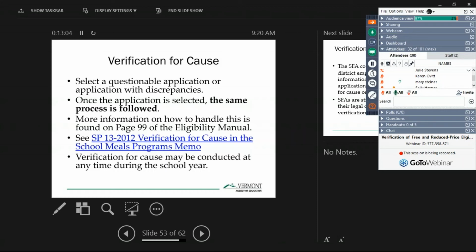Page 99 of the eligibility manual talks specifically about this process, and there's a USDA memo that's called Verification for Cause in the School Meals Program that also goes into more depth about this process. So if you're thinking about this, it'd be really good for you to read that. Verification for cause may be conducted at any time during the school year.